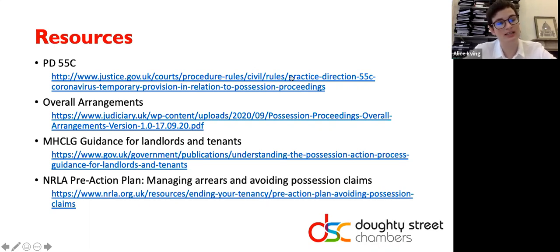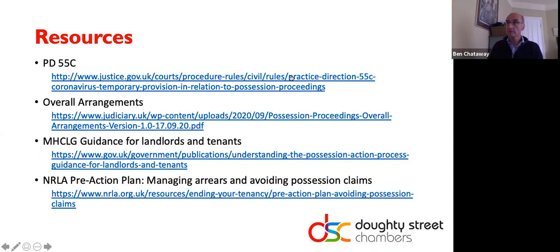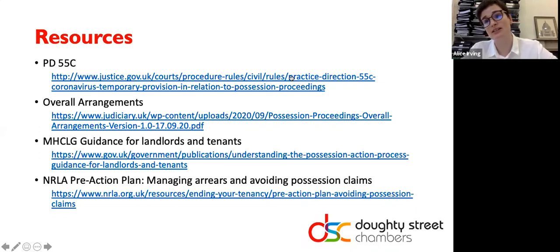I would draw attention in particular to the third bullet point there, which is the Ministry for Housing, Communities and Local Government have put out a host of guidance for landlords and tenants, and their specific guidance targeting social landlords, social tenants, private tenants. A lot of that content simply sets out and explains what's in PD 55C and the overall arrangements, but there are a couple of other points I'll draw out in the course of the talk that might be worth thinking about, and certainly the tenant-focused guidance has some useful checklists of things to look out for, although I'm sure that the duty advisors watching this won't need the assistance of the ministry there to ensure that they're across the things to look out for.